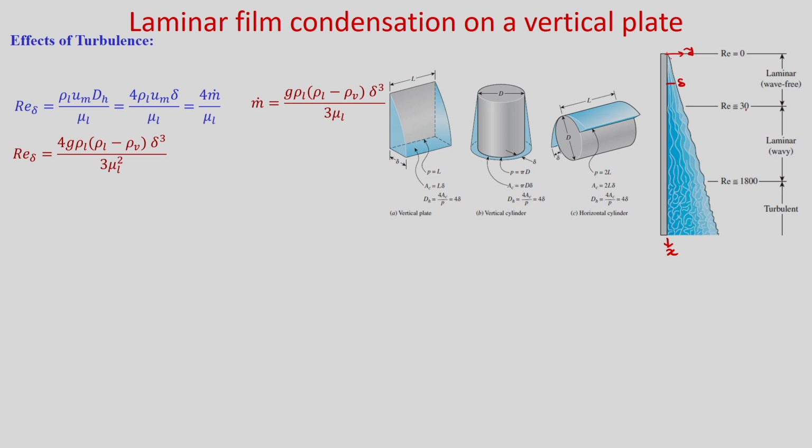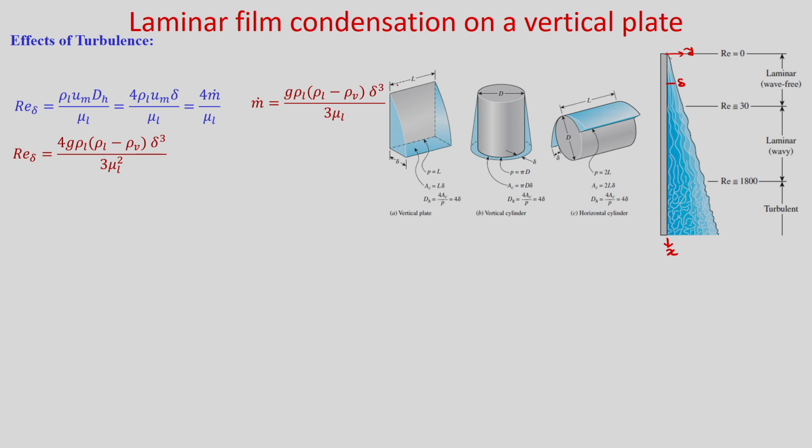Okay. So, how is the Reynolds number defined? Reynolds number is defined based on the film thickness: Re delta is equal to rho L times hydraulic diameter divided by mu L. So, what is the hydraulic diameter here? If it is a vertical plate, you can see the perimeter, the place where heat transfer is taking place. So, that is L. So, L into 1, and what is the flow cross sectional area?